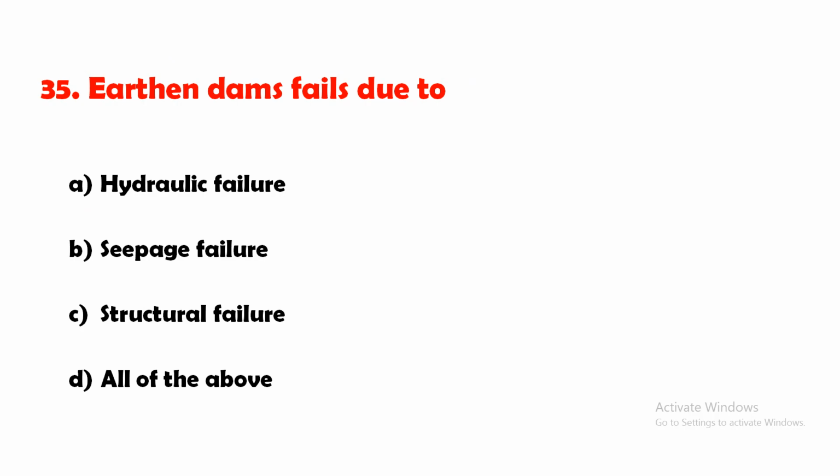Earthen dams fail due to hydraulic failure, seepage failure, structural failure, all of the above. The answer is, earthen dams fail due to all of the above failures.